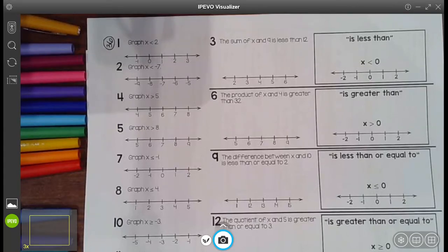Hello, my little mathematicians. Today we're going to cover the different inequalities, both how to write an equation and how to graph it. Let's go ahead and take a look.